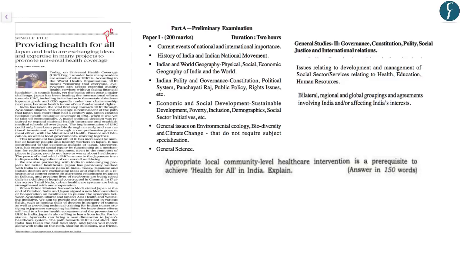This editorial has been picked up from page number 9 and is talking about cooperation between India and Japan in the field of health and particularly universal health coverage. In prelims, it will be a part of your social development under the social sector initiatives, and in your mains, it can be asked in GS paper number 2 under both governance and international relations. Under governance, it could be an issue related to health, and under international relations, it could be in the context of bilateral relationship with Japan.